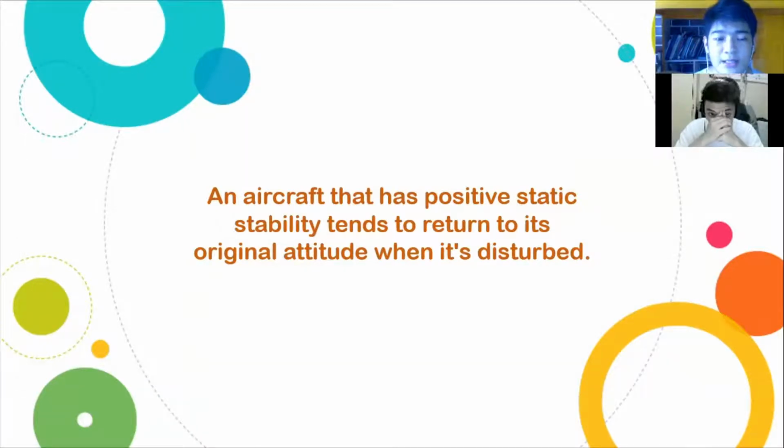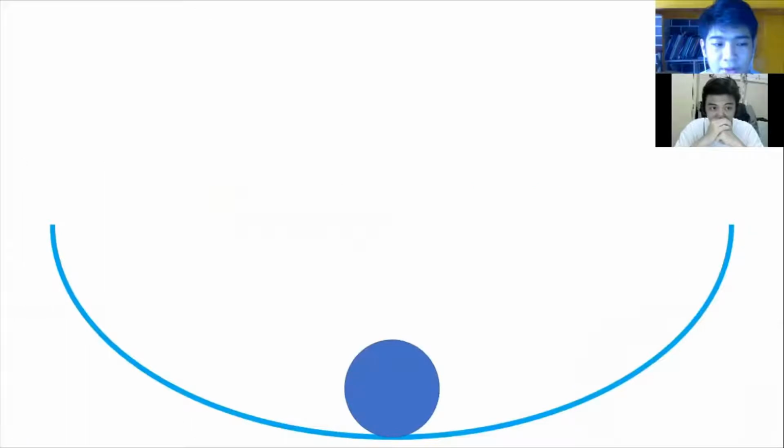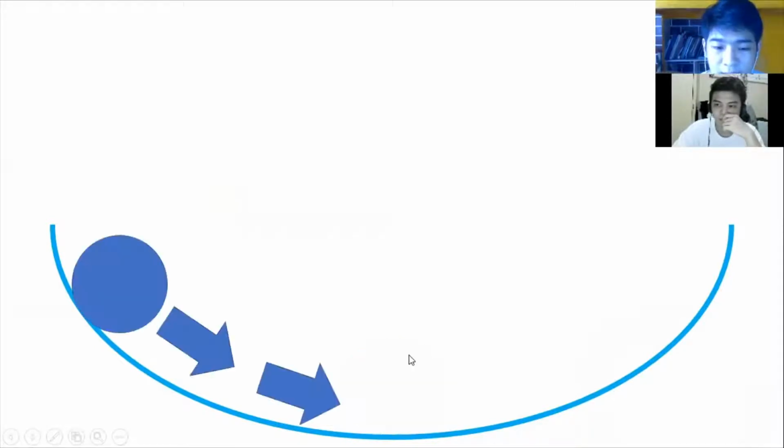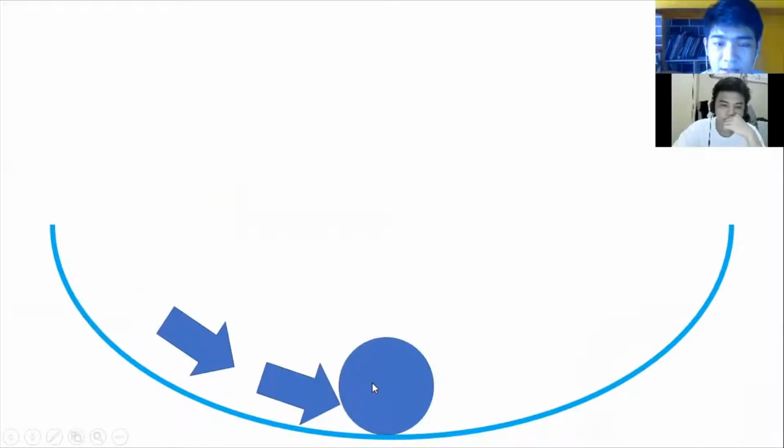So, paano natin siya maintindihan? So, for example, meron tayong bowl, then meron tayong bola sa ilalim nun. Then, pag minove natin yung ball na yon sa kabilang side, ang mangyayari is babalik siya dun sa original position niya, which is sa gitna. So, yun yung positive static stability. Pag ginalaw natin yung object, babalik siya dun sa pinanggalingan niya.